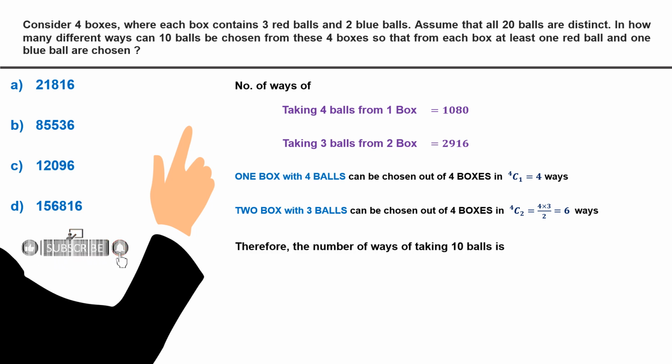So the total number of ways of taking 10 balls will be 4 into 1080 plus 6 into 2916, which gives me 21816. So for this problem, option A is the correct answer.